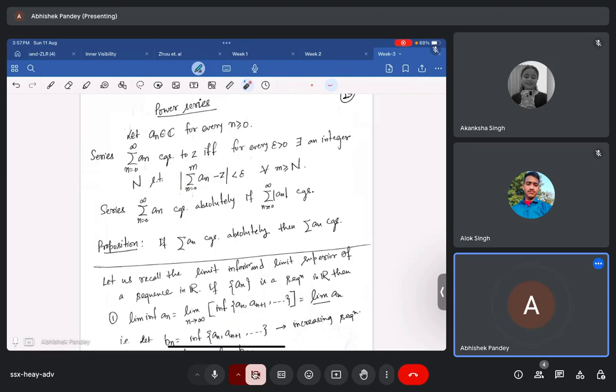Is it clear? Yes, sir. And this converges absolutely if this is convergent.